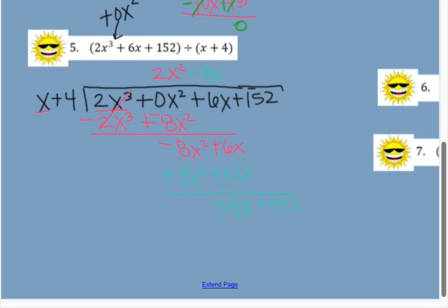And we repeat the process. X times what gives me 38x? Well, that's 38. 38 times x, so 38x. And then you do 4 times 38, which is 152. And then I change the signs. So I am left with a remainder of 0. So once again, my solution is what's at the top. So 2x squared minus 8x plus 38.